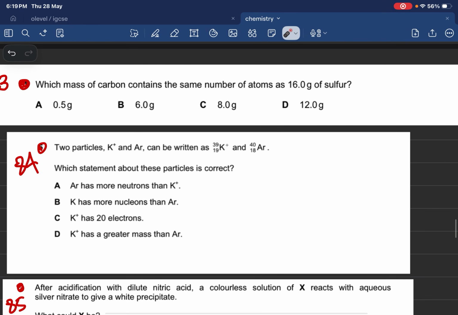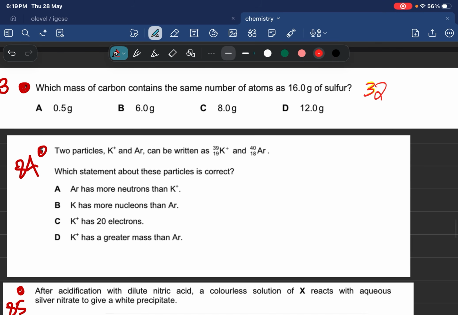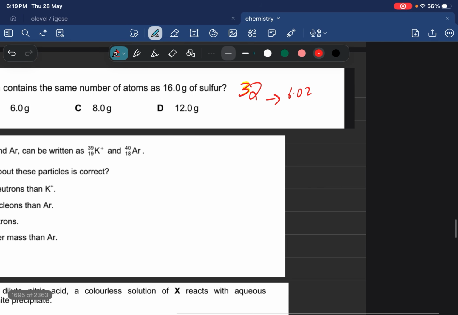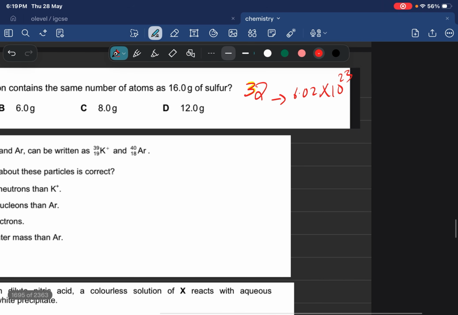Which mass of carbon contains the same number of atoms as 16 grams of sulfur? 16 grams of sulfur is a 32. Okay, one second. I'm going to do it mentally because I don't want to take a calculator. Sulfur is 32. You have 6.02 into 10 raised to power 23 atoms of sulfur in 32 grams. So in 16 grams, you're going to have half.